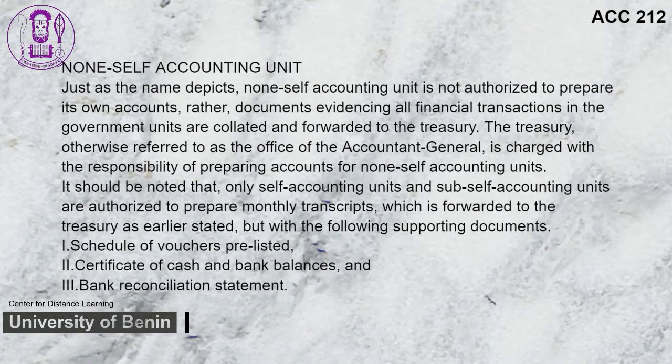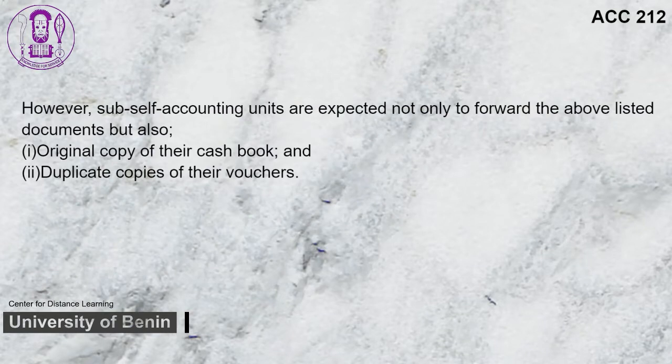for non-self-accounting units. It should be noted that only self-accounting units and sub-self-accounting units are authorized to prepare monthly transcripts, which are forwarded to the Treasury as earlier stated, but with the following supporting documents. 1. Schedule of vouchers pre-listed. 2. Certificate of cash and bank balances, and 3. Bank reconciliation statement. However, sub-self-accounting units are expected not only to forward the above-listed documents but also an original copy of their cash book and 2 duplicate copies of their vouchers.